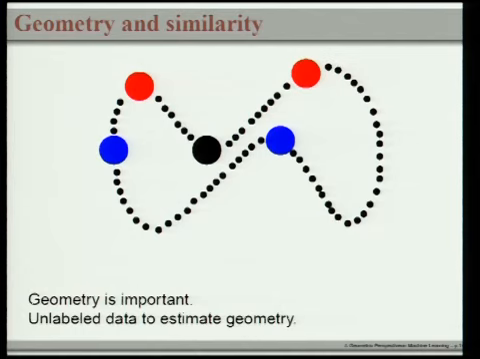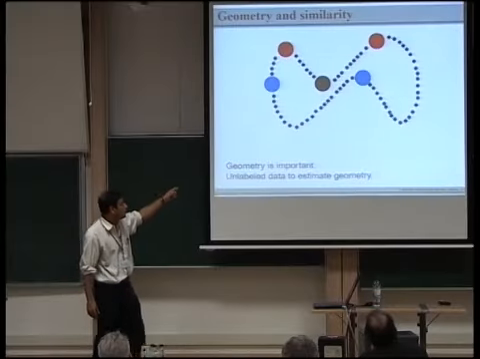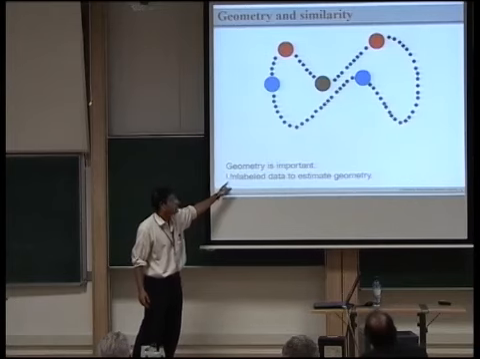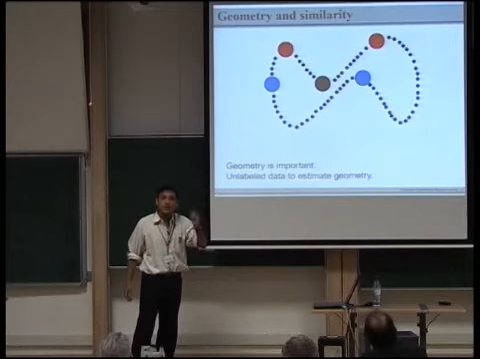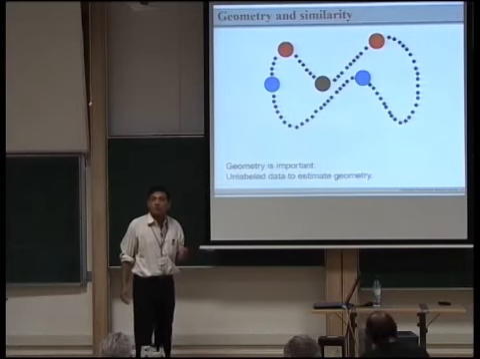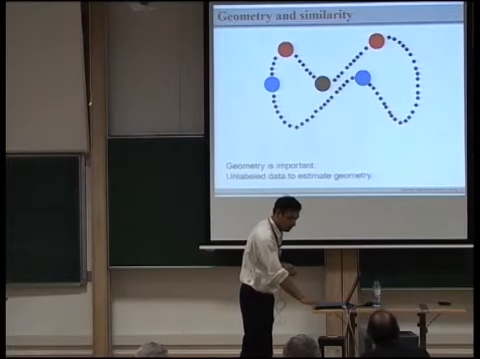So, geometry is important, and the situation we have to deal with is that we do not know the manifold, but we have a bunch of unlabeled points. So, we are going to use the unlabeled data to estimate the geometry and use the geometry to penalize correctly, and this is what we called manifold regularization or geometric regularization. Okay.